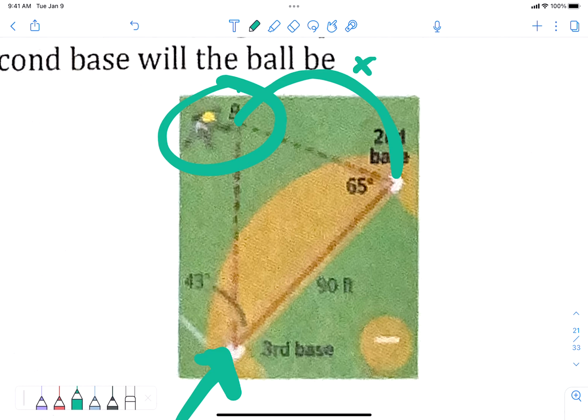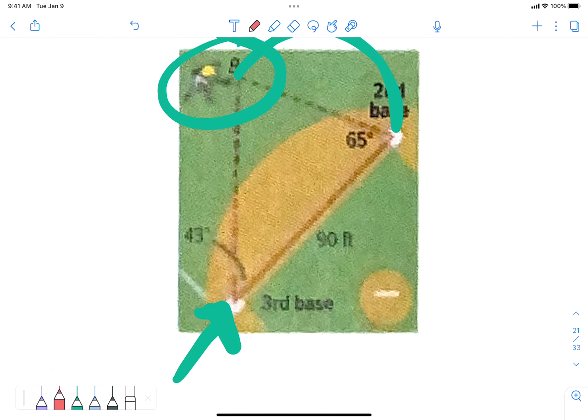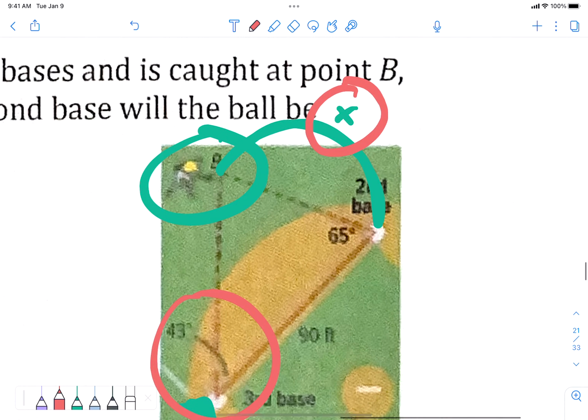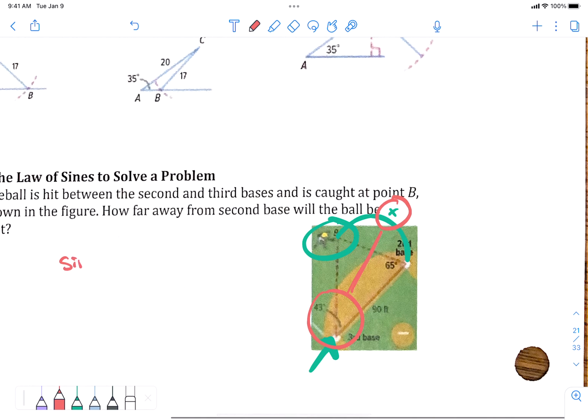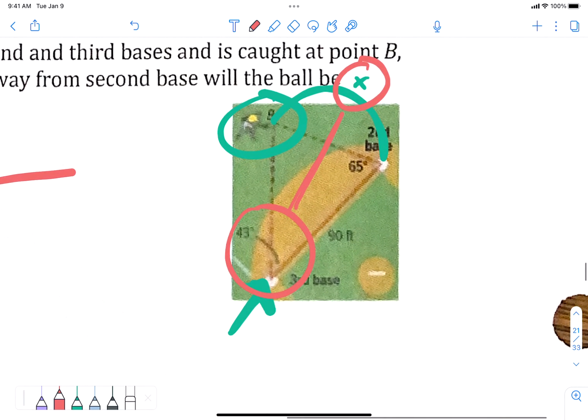Now, we can't use SOHCAHTOA because this is not a right triangle. We have a 43-degree angle. We have a 65-degree angle, right? Okay? Now, here's the deal. When you use the law of sines, the side that you're looking for has to be opposite from the angle, like they have to be opposites from each other. So I have to use 43, right? So I'm doing sine of 43 over x at some point equals. And then I have to know some other things. But the only other things that I know is that this angle is 65 and this is 90. Is the 65-degree angle opposite the 90?